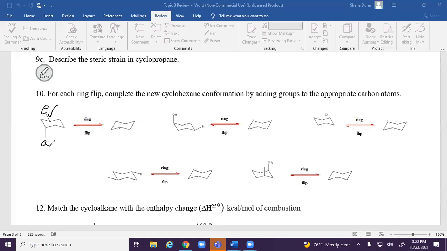So flip it, all right? It technically flips in this direction. So he already drew the arrows for you. This guy goes straight up. This guy comes out. Axial, equatorial. Axial, equatorial.